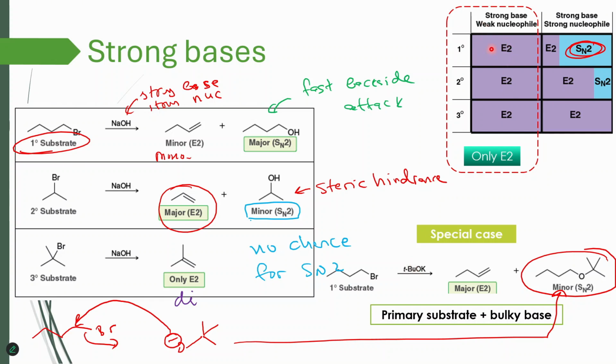So the general trend here is that if you have a strong base, you will have E2 domination. You see everywhere is E2. SN2 competes only when sterics allow. For example, in the first case and second case, you might have some SN2 because the steric hindrance is not a big issue, especially in the primary substrate case. And for a tertiary substrate, there is no way for you to form SN2, and there is no exception.